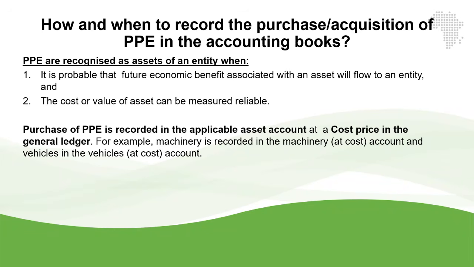Now, lastly, on this statement we are saying the purchase of PPE needs to be recorded in the applicable asset account at cost price in the general ledger. For example, if we buy a machinery, that machinery needs to be recorded in the machinery account at cost. And if it's a vehicle, it needs to be recorded in the vehicle's account at its cost price.